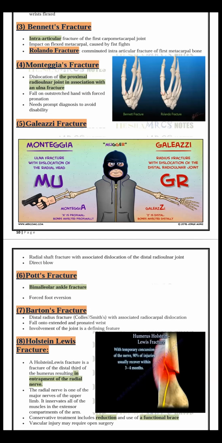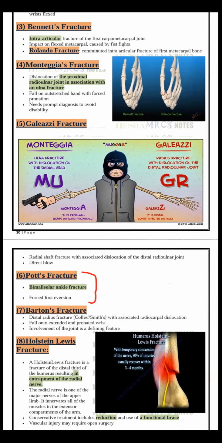We have some triads of fracture: Pennant, Montegia, Galeazzi. We have discussed the first triad of the distal radius. What is the first triad of the distal radius? You have Colles, Smith, and Barton. Then we have another triad, Pennant, Montegia, and Galeazzi.